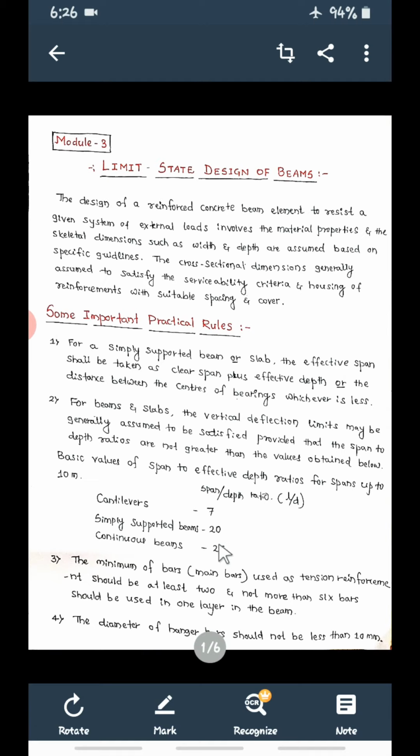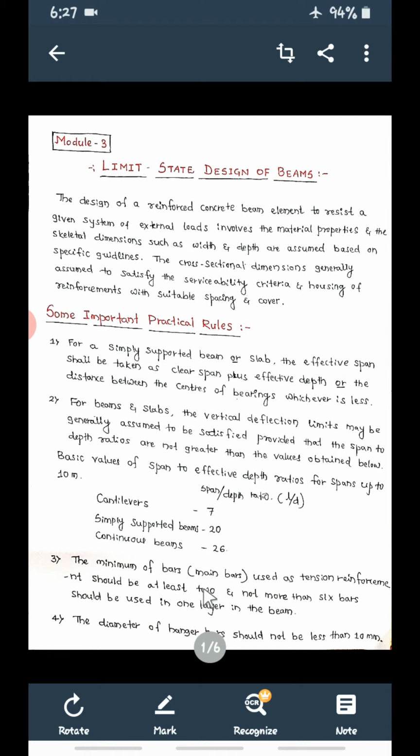This is the first step in the design. So L by D you have to assume, then you have to find out the effective depth, that is small d. Next, another important point you have to remember, the minimum bars. The main bars you are providing in the bottom of the beam are called tension steel. The minimum number of bars used as tension reinforcement should be at least 2. So minimum 2 bars should be there in the beam at the bottom. I am talking about the bottom, that is main steel.